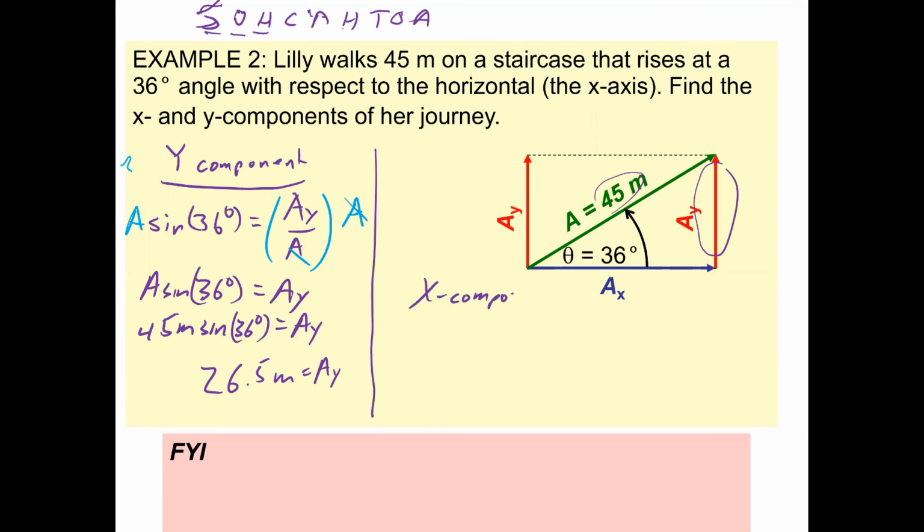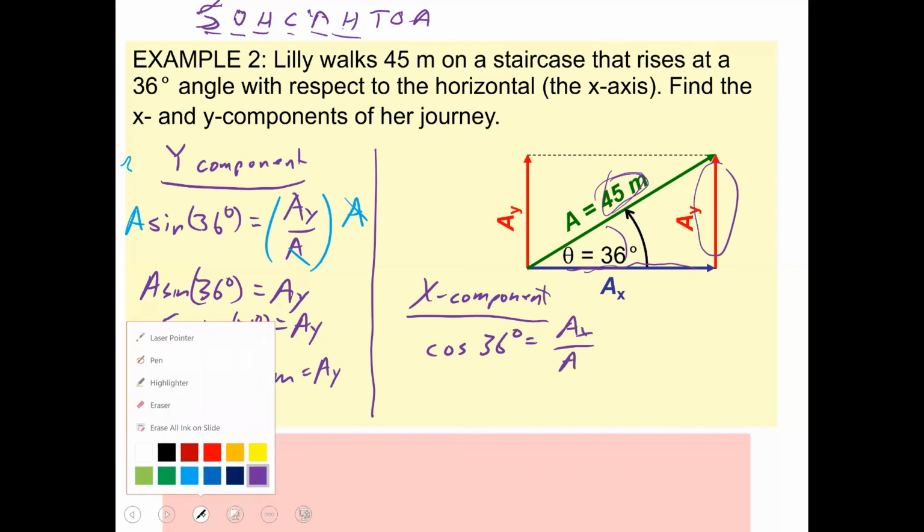So for the x component, what side is this relative to this angle? This is the adjacent side. So we have adjacent hypotenuse, so that would be cosine. So we would say cosine of 36 degrees equals A sub x over A. So again, multiply both sides by A.